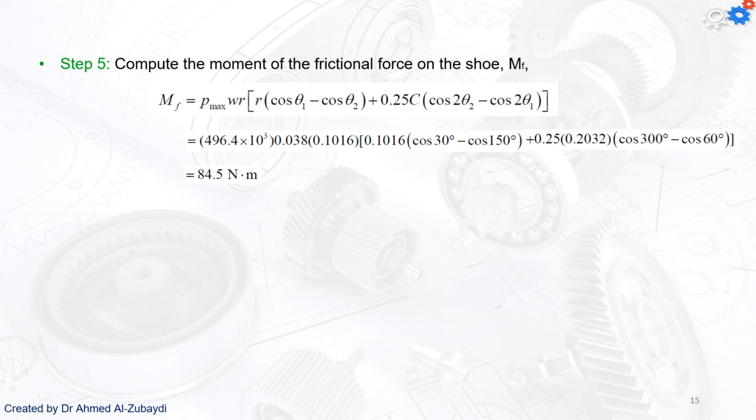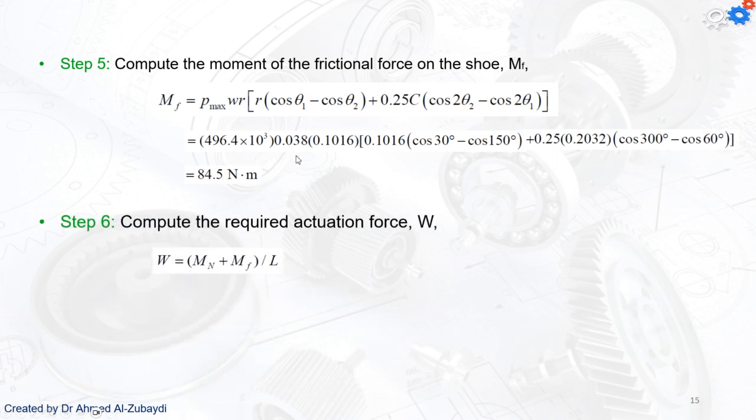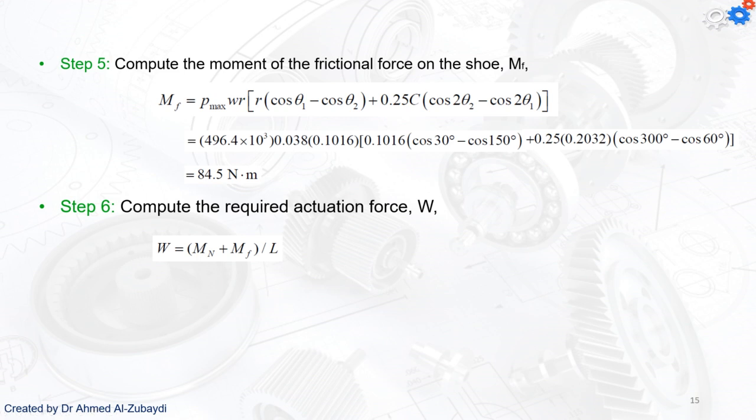So now we can add those moments, the MF and the MN, and divide by the length, and we will find the value for the actuation force, or the W. This will tell me that the value is equal to 1,294 Newton. Now, the last thing we need to check is whether this brake is going to be within the requirements.